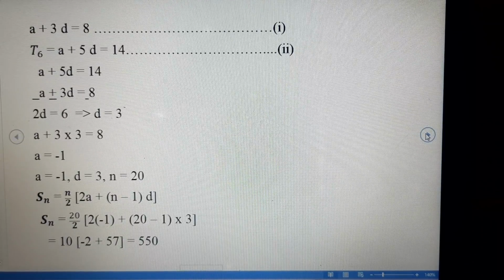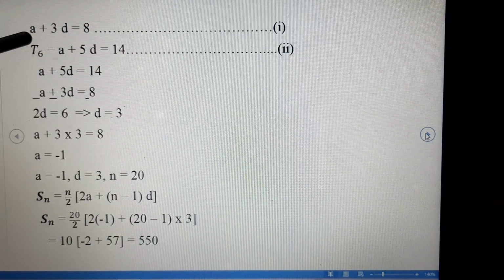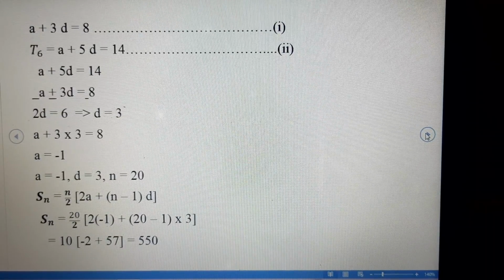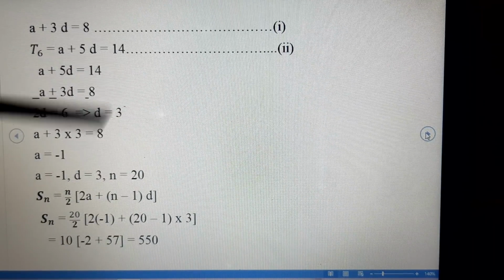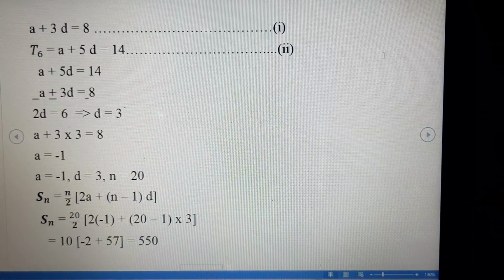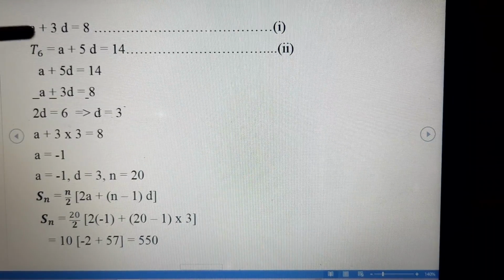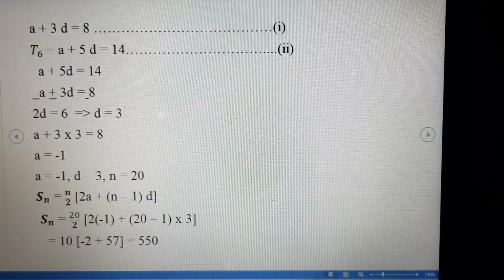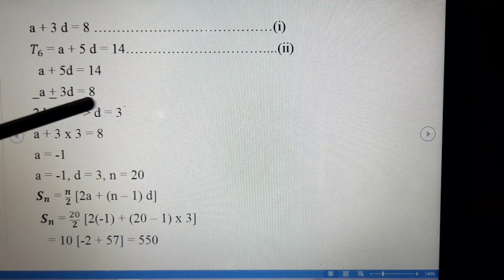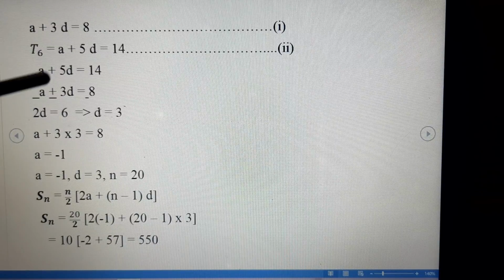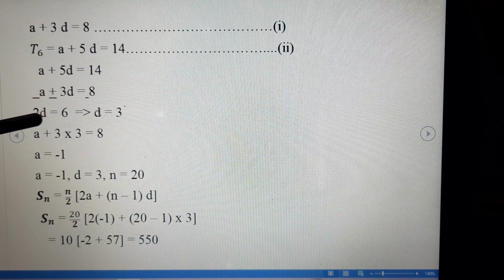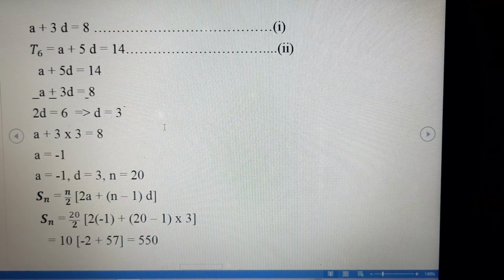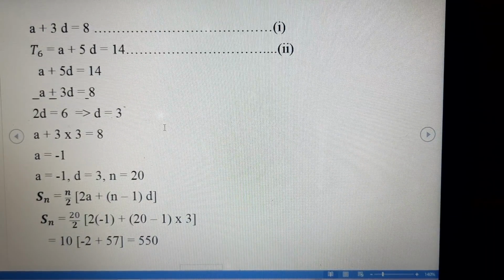So we have got two linear equations. Because the fourth term is given as 8, A plus 3D will be equal to 8. The sixth term, A plus 5D, is given as 14. So we have got two linear equations where we can see that A and A are the same. So we will subtract both the equations and we will change the sign here. So A minus A will be cancelled. 5D minus 3D becomes 2D. 14 minus 8 becomes plus 6. So the value of D has come 3.